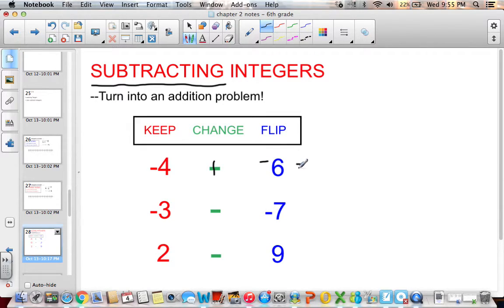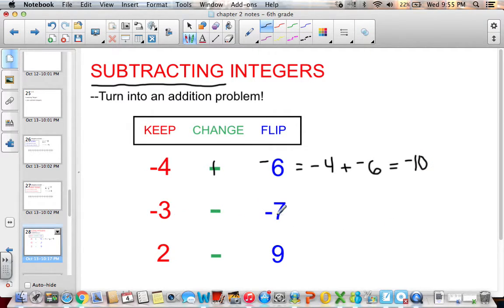So I'm going to rewrite this. We had -4 minus 6. Now we have -4 plus -6. And now we just add. -4 plus -6. I know that 6 plus 4 is 10. Keep the negatives, so it's -10.